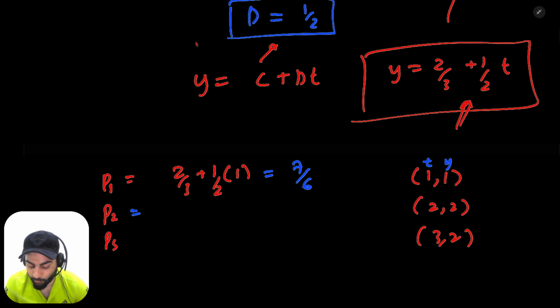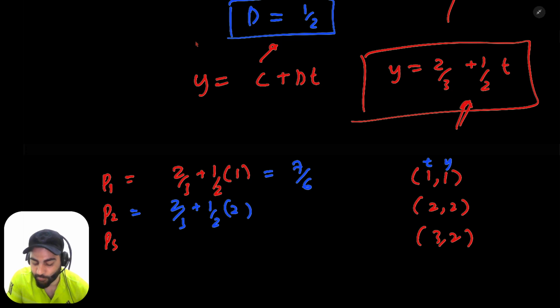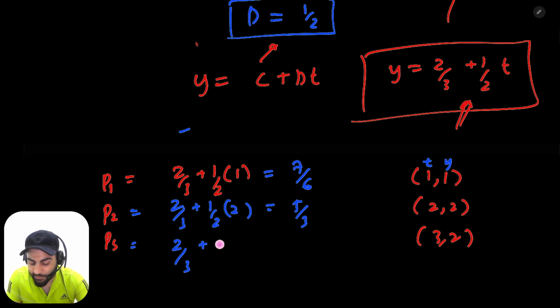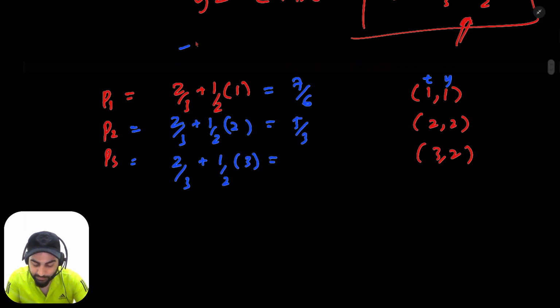So for the second point, that is 2 by 3 plus 1 by 2, and the value of t is again 2. So 2 by 2 is 1, so this will be 2 by 3 plus 1, that is equal to 5 by 3, if I'm correct. This is 5 by 3. Okay, what is the value of p3? 2 by 3 plus 1 by 2 times 3. So that will be 3 by 2. This will be 2 by 3 plus 3 by 2. So that's 4 plus 6 is 10, 10 by 6.